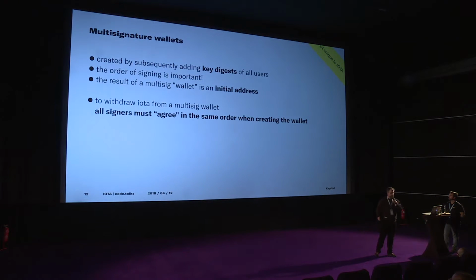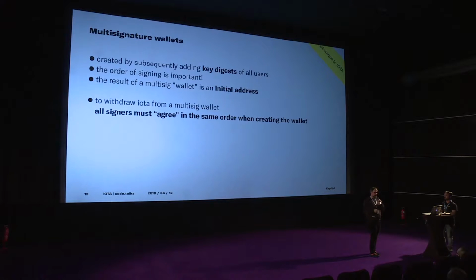Multi-signature wallets are not unique to IOTA. They are also in Bitcoin or in other blockchain technology, but IOTA also got them, and they're created by subsequently adding key digests of all users. That means you're creating some digest of a private key that is derived from your initial seed. Don't understand me wrong about the details, but you can read them later if you want. And the order of that sign process is really important. The good thing is, if let's say David and me and Peter are agreeing that we are owning this little piece of technology here, and we are signing in the order of David, Stefan, and Peter, and someone wants to have it, we all have to agree on it in the ordering of David, Stefan, and Peter. This means only we three as a party can agree on what's happening with the money on our common wallet.